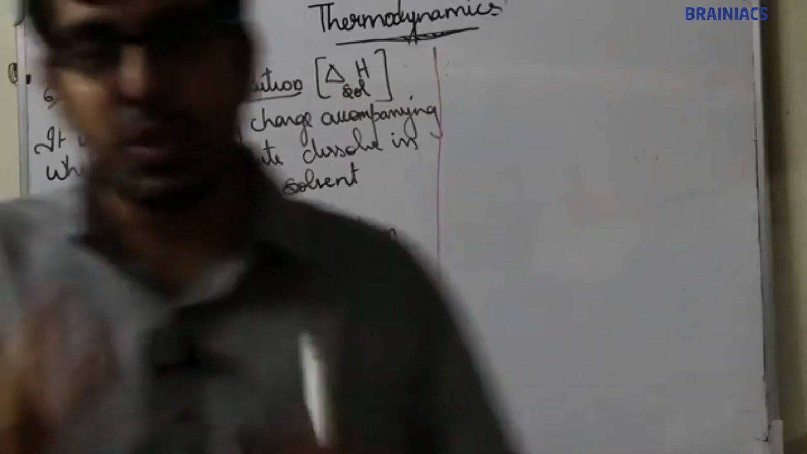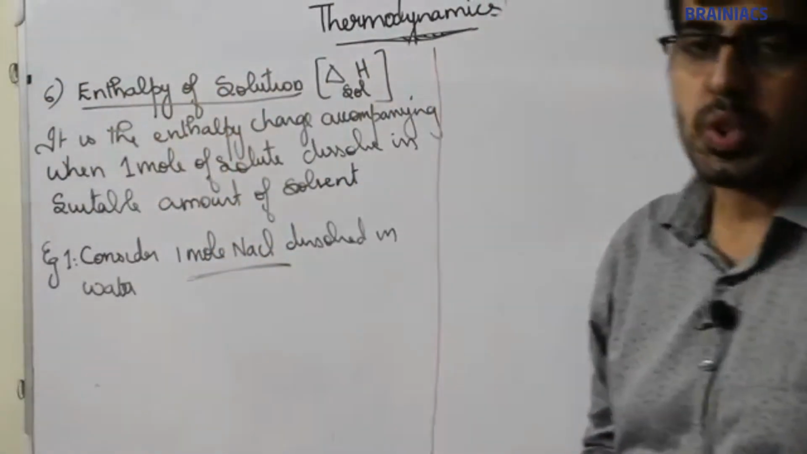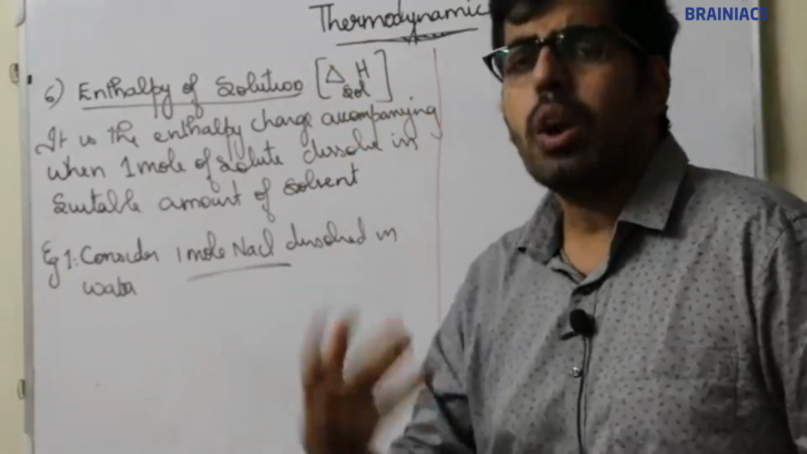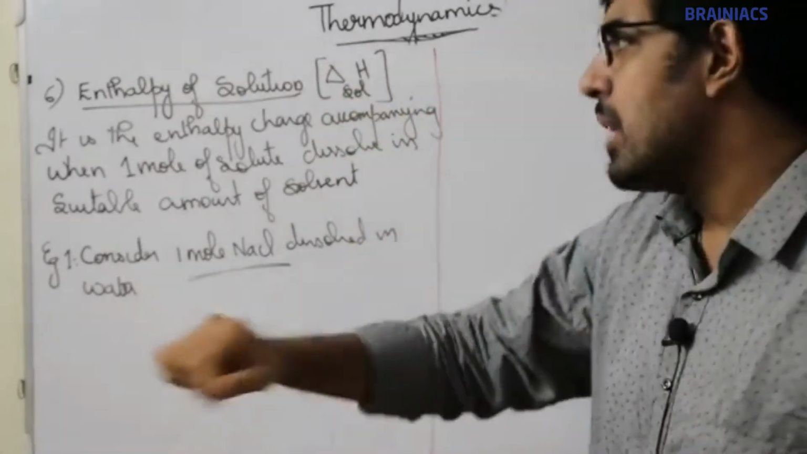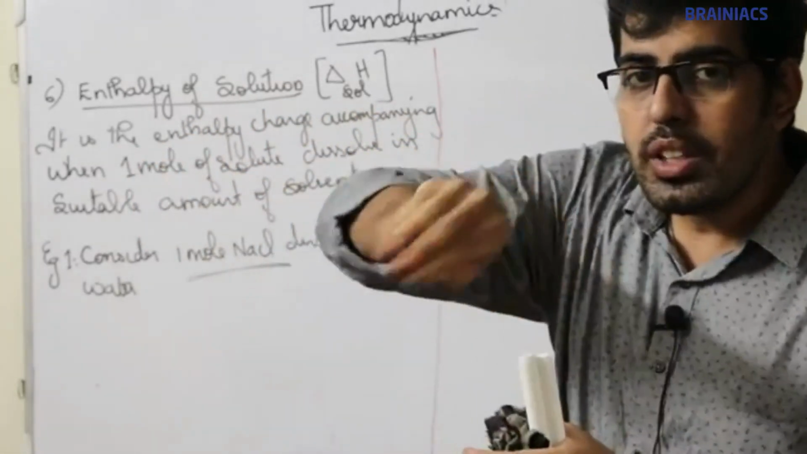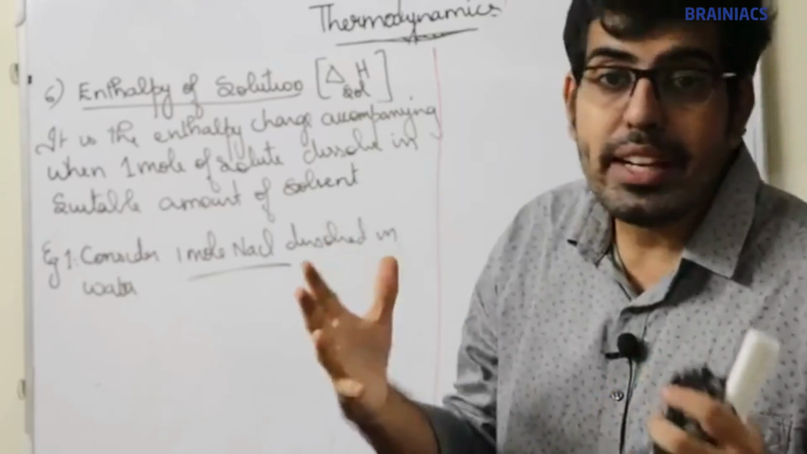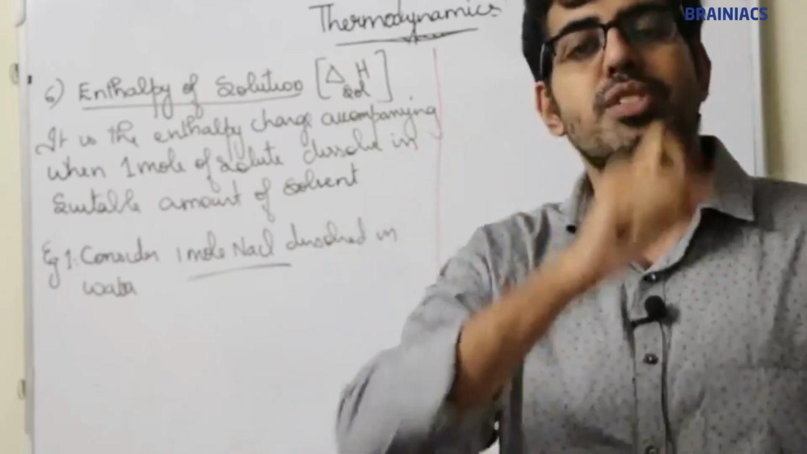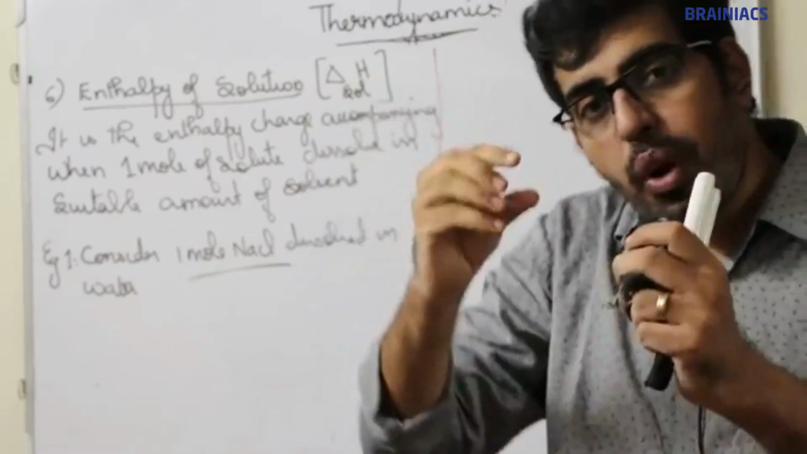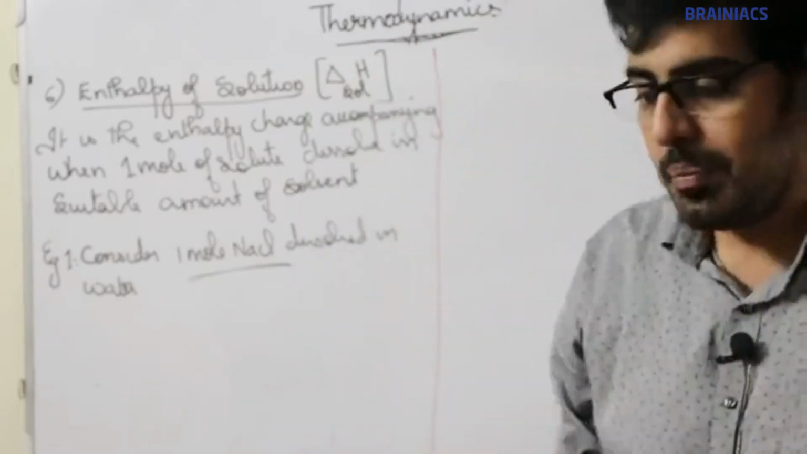Moving on to the 6th one, enthalpy of solution, represented by delta H sol. Now what is enthalpy of solution? It is the enthalpy change when 1 mole of solute is dissolved in a suitable amount of solvent to make a solution.